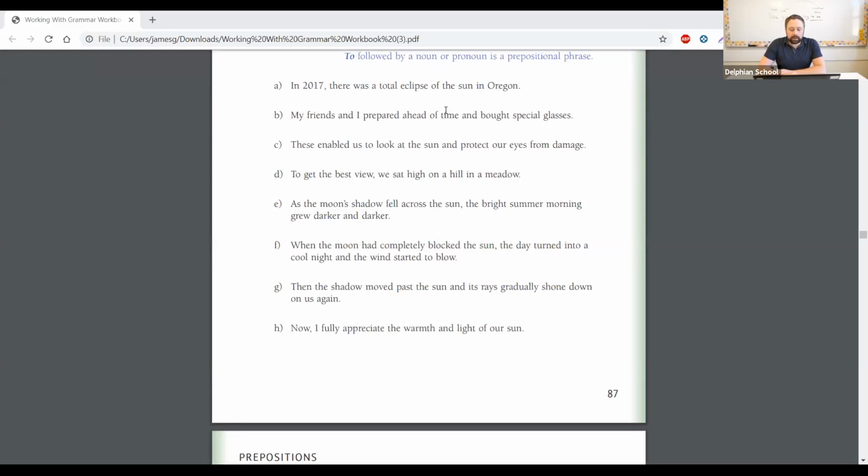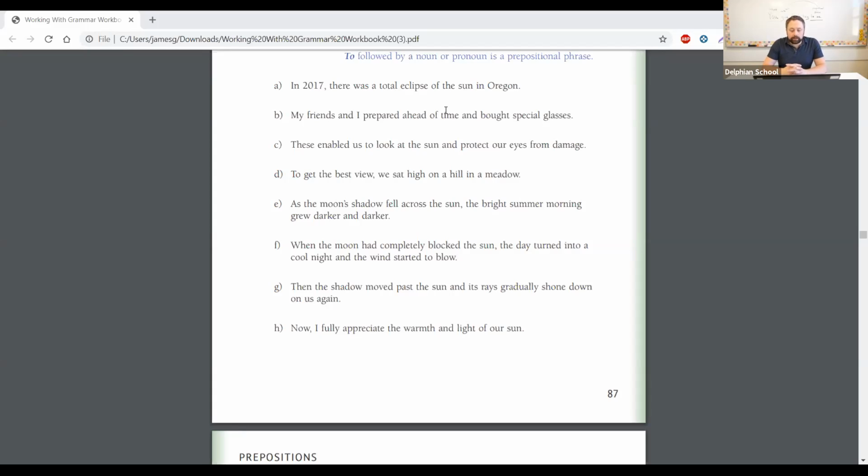Good job. Nate sees of the sun. You are correct. That is a prepositional phrase. And he says that of is the preposition. You are right. What other prepositional phrases do we have in this sentence? Does anybody see what the most basic version of the sentence is? Shanna says, of the sun, in 2017 and in Oregon. You are correct. There are 3 prepositional phrases in this sentence.